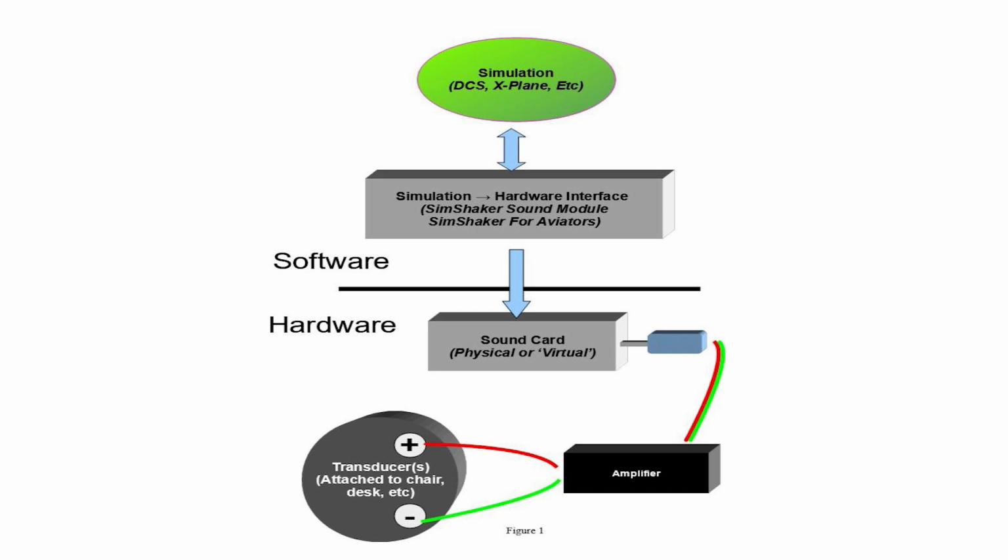I found this really useful diagram, and it just shows you the setup. You can see here that the transducer plugs into the amplifier, which then goes into the sound card of the computer. The software then communicates with the simulator, allowing you to tweak the settings of the Buttkicker in the SimShaker for Aviators software. So basically, you can customize the balance of the vibrations for different settings in the sim. Even better if you have an extra sound card, because then you can actually cut out any other audio you don't want going through the Buttkicker from your computer when you're playing the sim.